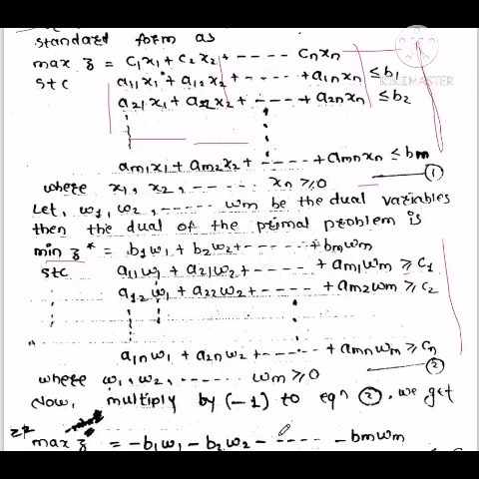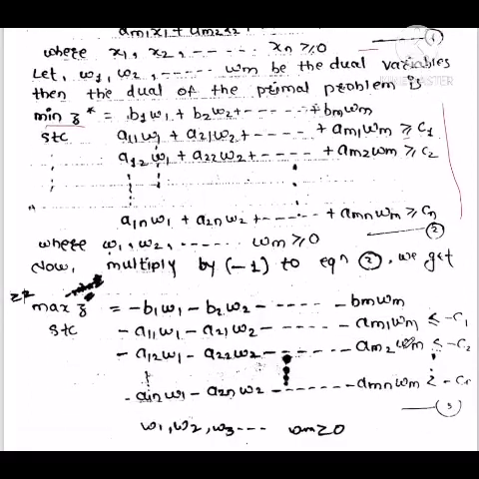Now multiply equation number 2 throughout by -1. So we get minus minimum z star, which we know is maximum z. We can write maximum z equal to minus b1 w1 minus b2 w2 and so on minus bm wm. Multiplying each term of the constraints by -1, this can be written as minus a11 w1 minus a21 w2 and so on minus am1 wm, and the sign becomes less than or equal to minus c1.